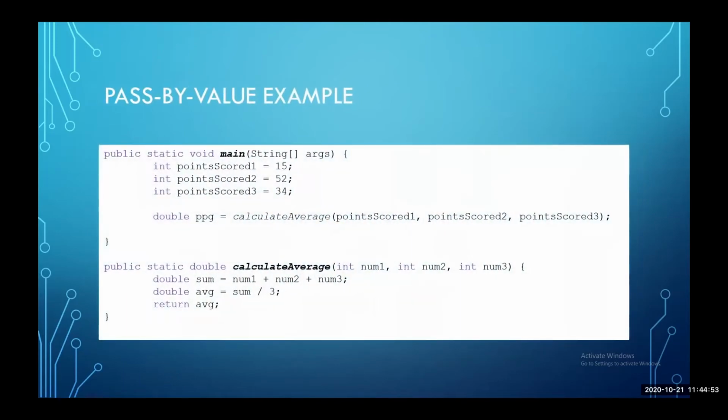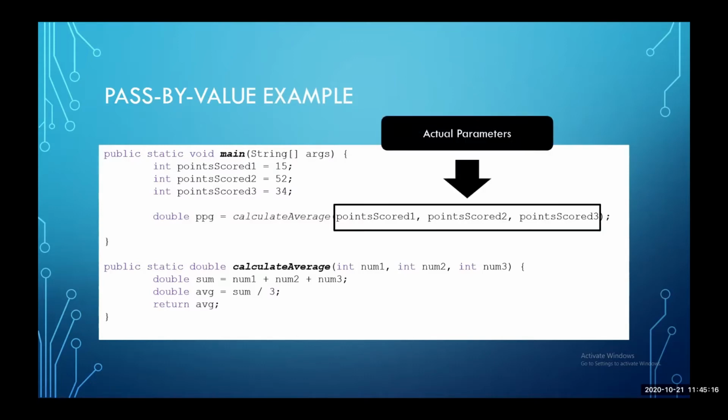Let's say, for example, I have this right here, right? We were just talking about points. We have 3 games right now. Points scored in game 1 is 15. Points scored in game 2 is 52. Points scored in game 3 is 34. Then I calculate the average with the method passing in those points.